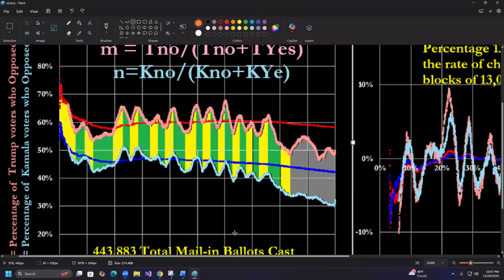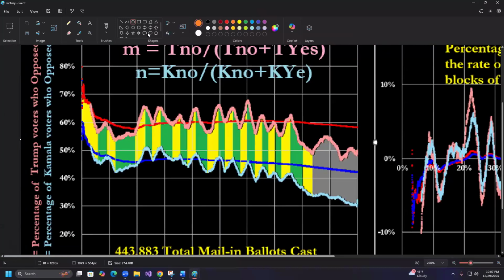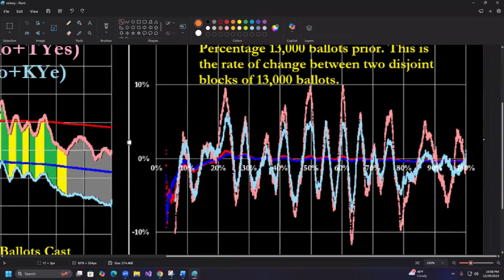The next graph over here is the rates of change. If I take how Trump voters voted here and subtract it from the percentage here, then do the same thing for the Kamala voters, it's called the first derivative at a discrete level. We want to see what is the rate of change for Trump and Kamala voters between every pair of 13,000 consecutive ballots? Can anybody tell the difference?